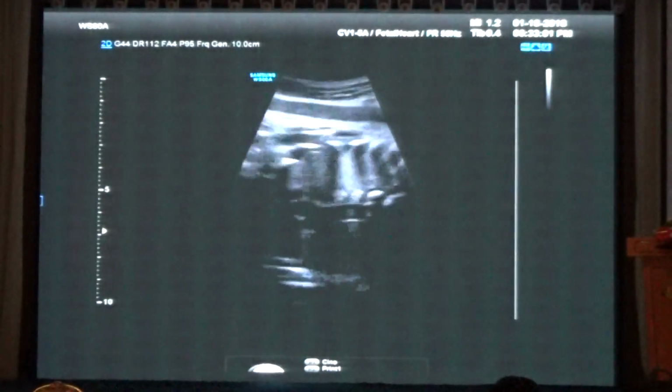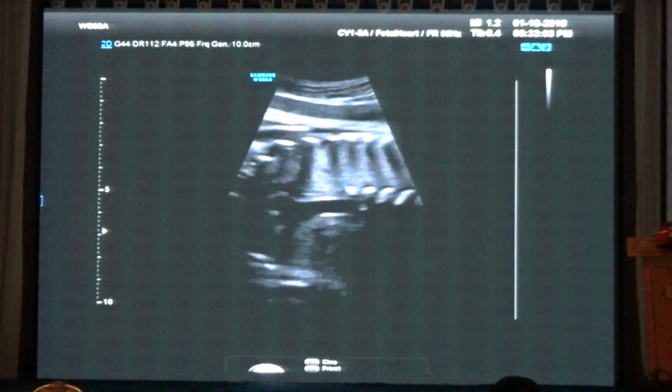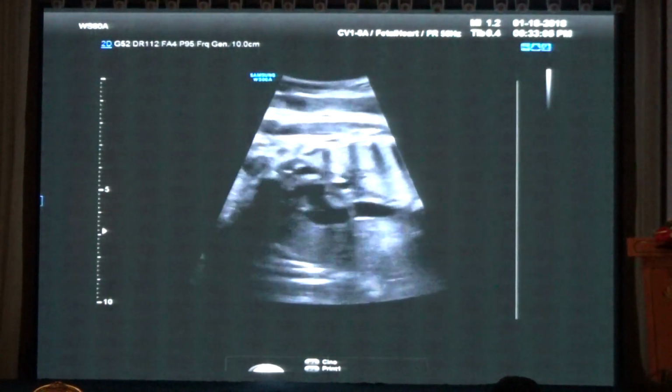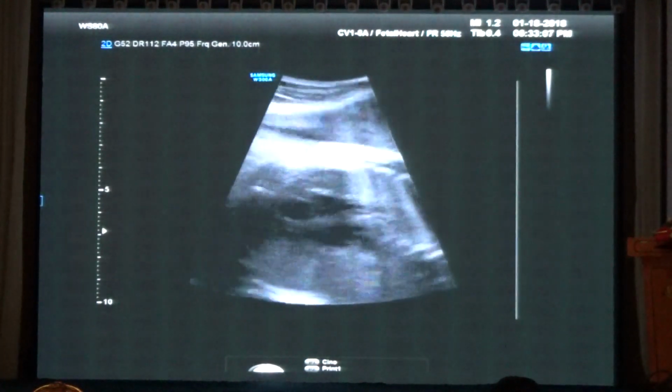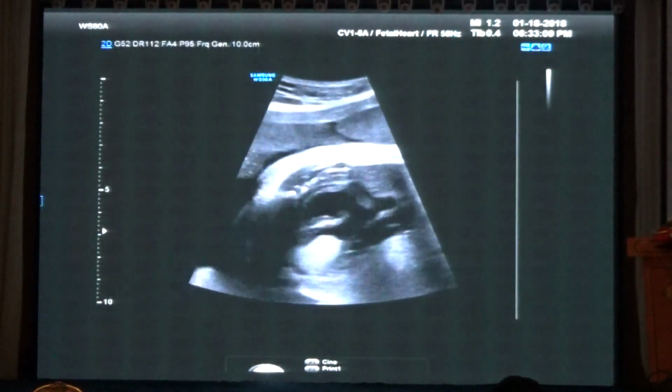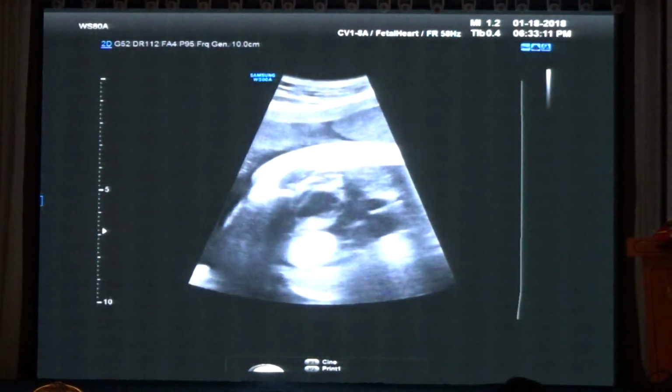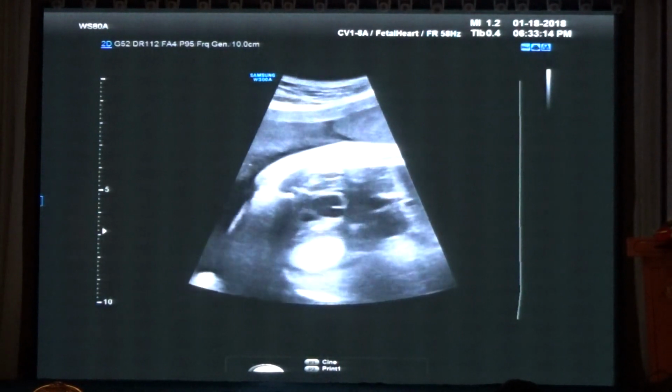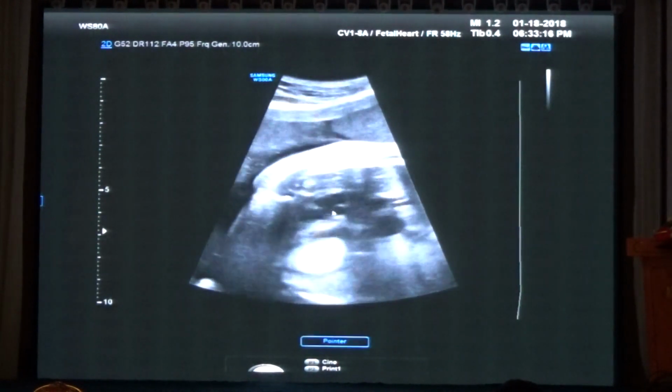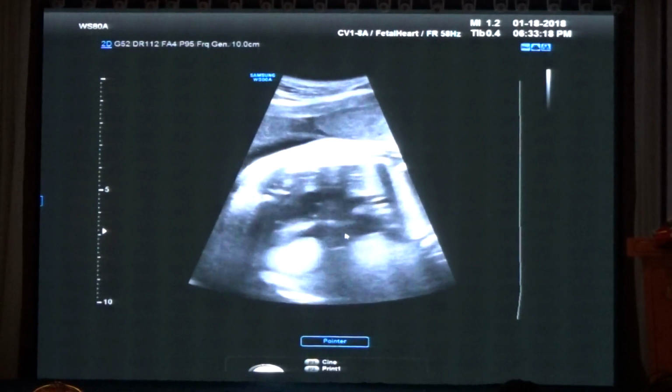And look at the difference. Now we have a much more contrasted image, which allows a better definition of the cardiac chamber versus the parenchyma. So it's good over there.